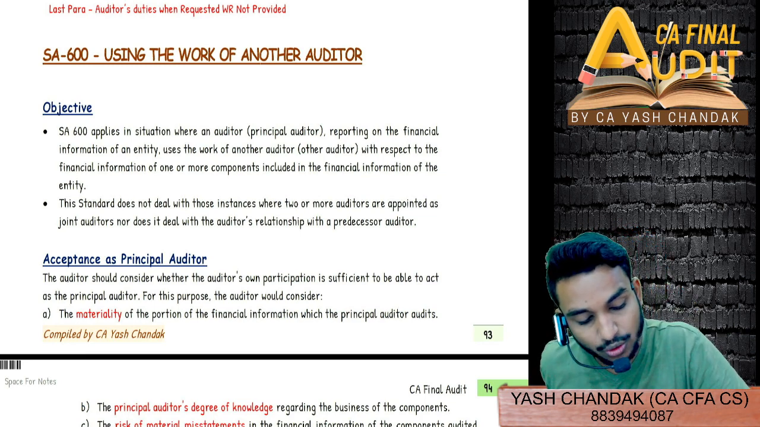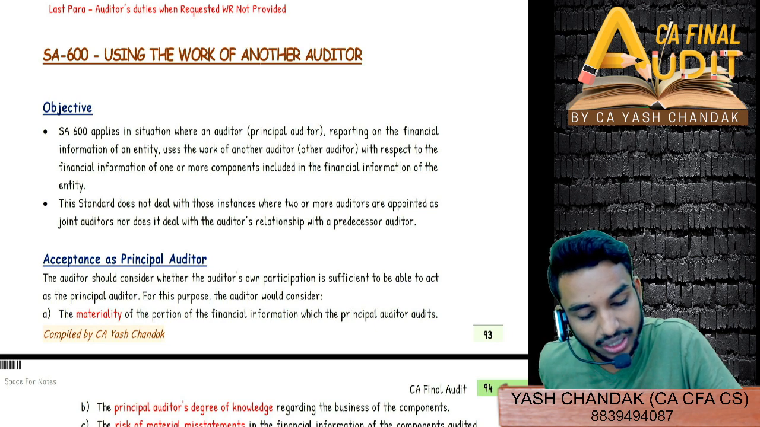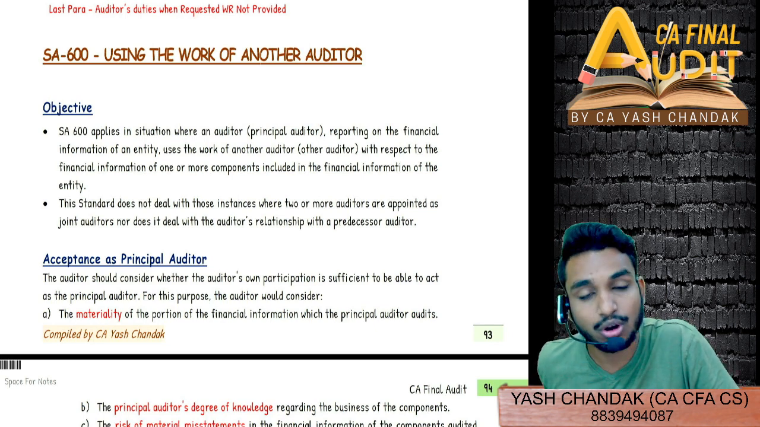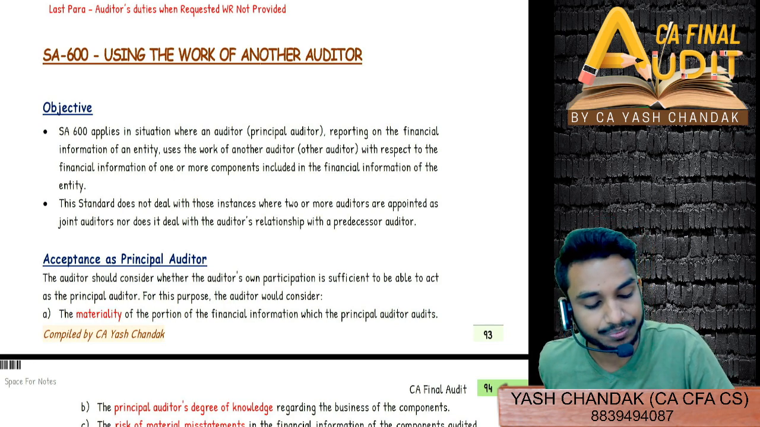In 600, you'll see an O, 0. 0 means what? Other auditor. Similarly, in 610, you'll see one that looks like I. I means what? Internal auditor. Using the work of what? Internal auditor. And similarly, expert.